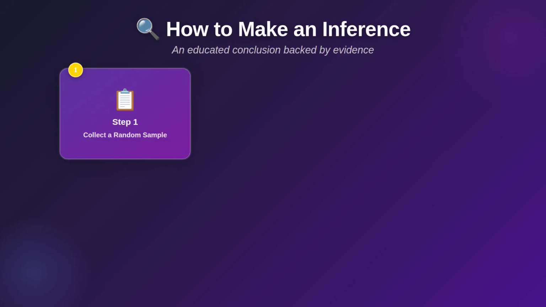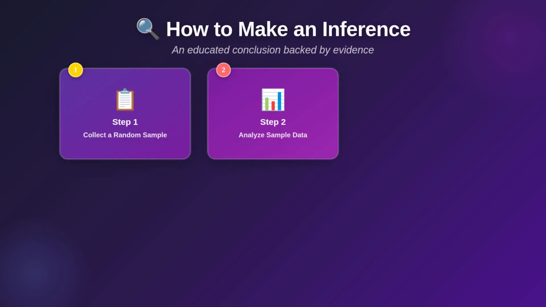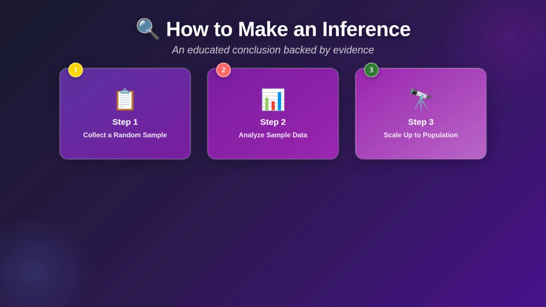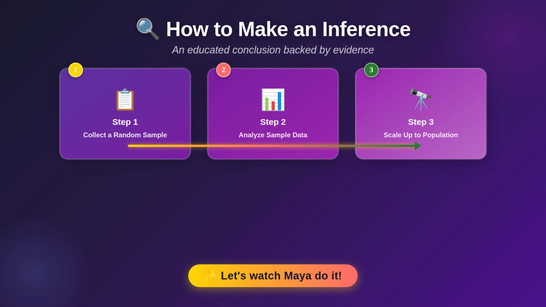Okay, so Maya has her random sample of 40 students. Now what? She counts the results and looks for a pattern. That pattern from the sample is what she uses to make an inference about the whole population. An inference is an educated conclusion based on data. It's not a guess, it's a logical prediction backed by evidence.